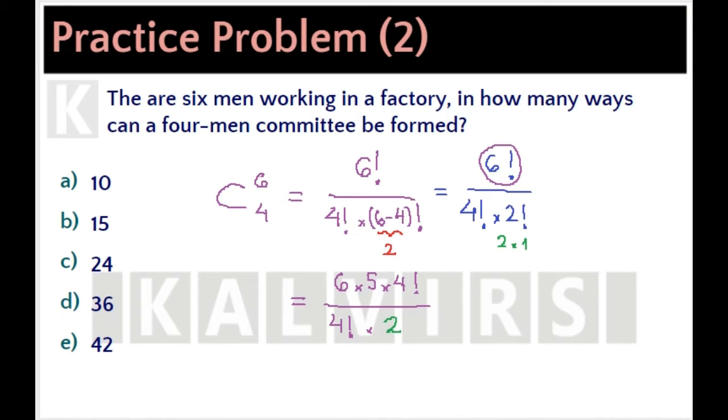Now, we can cancel 4 factorial with 4 factorial, and we can cancel this one, and we get 3 on top. So finally, we get 3 times 5, and this is 15. We can form 15 different committees of 4 men out of these 6 men working in a factory. Choice B is correct.